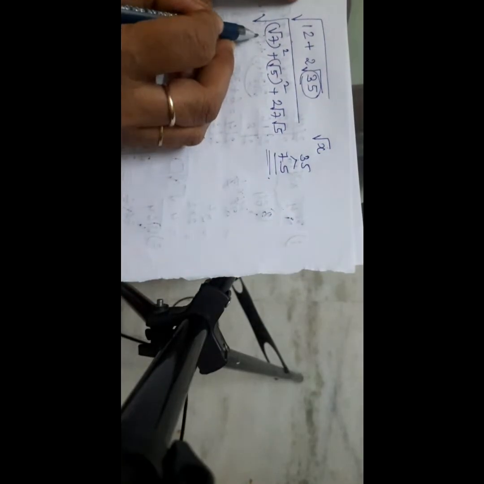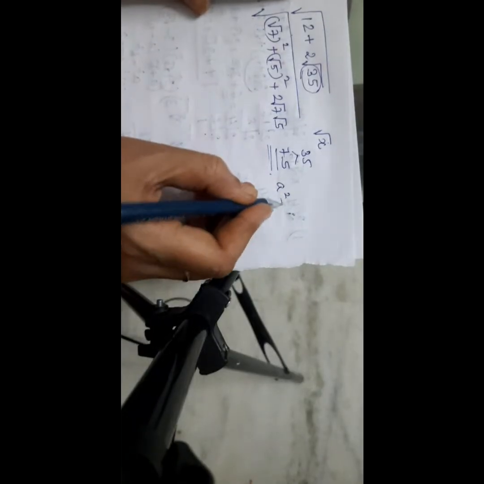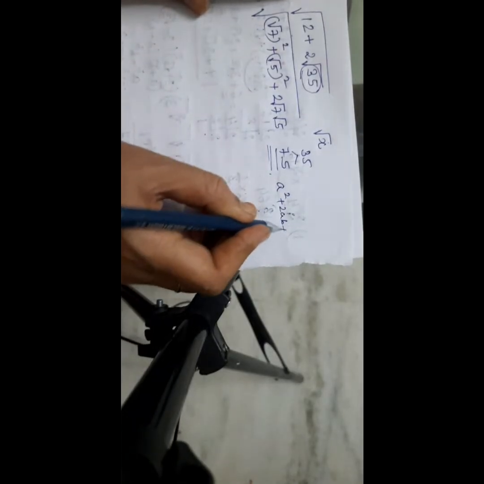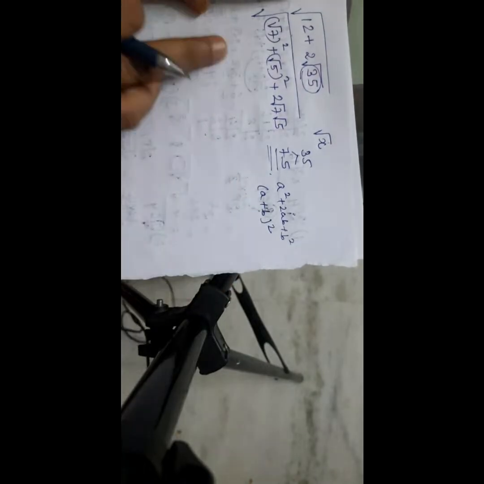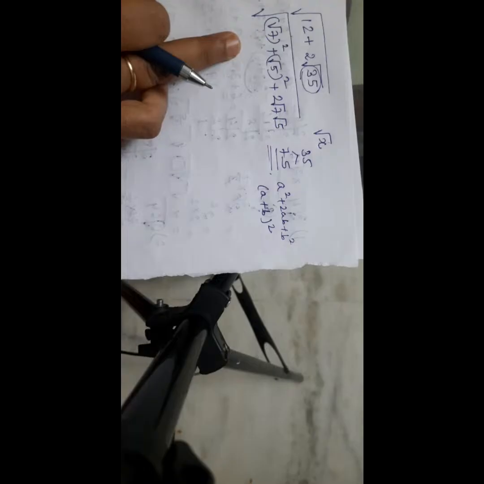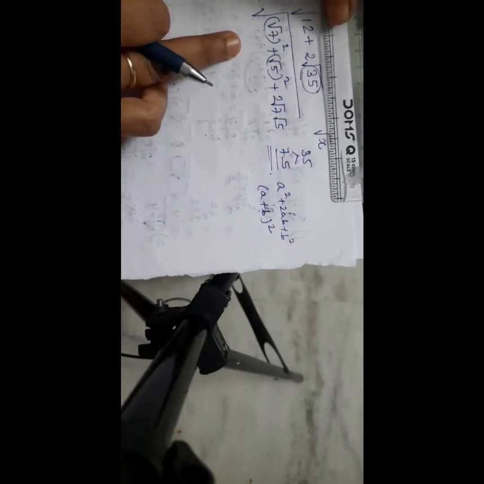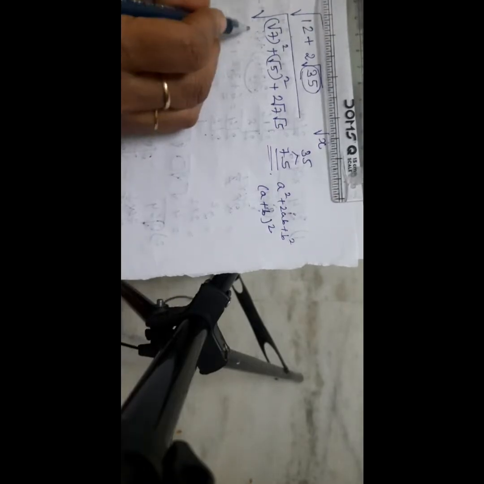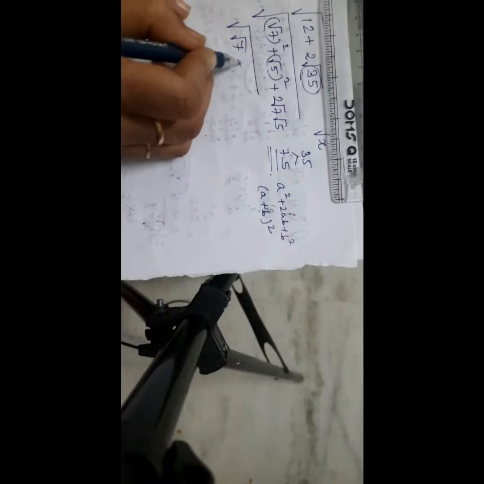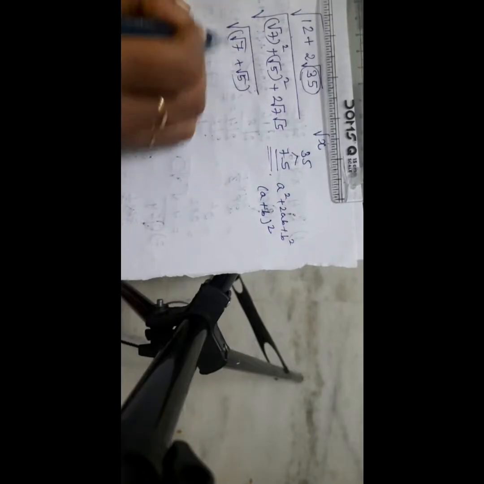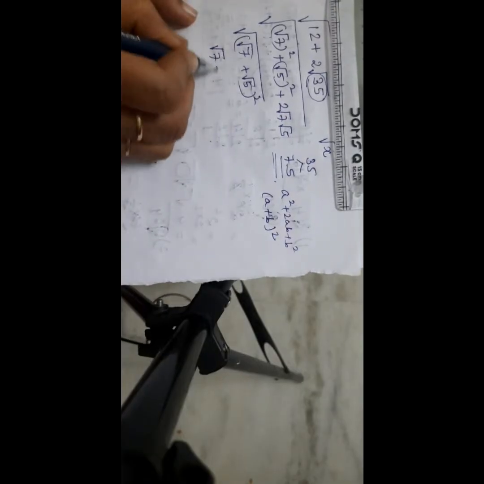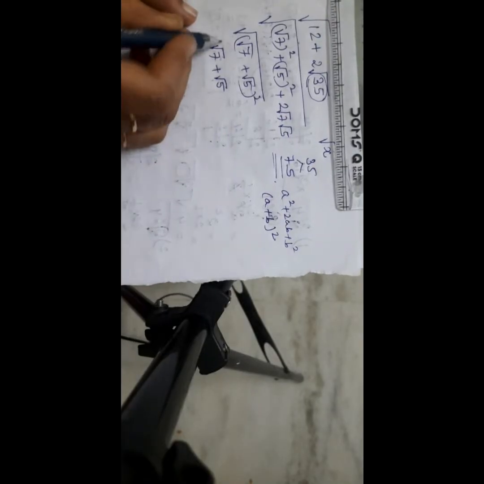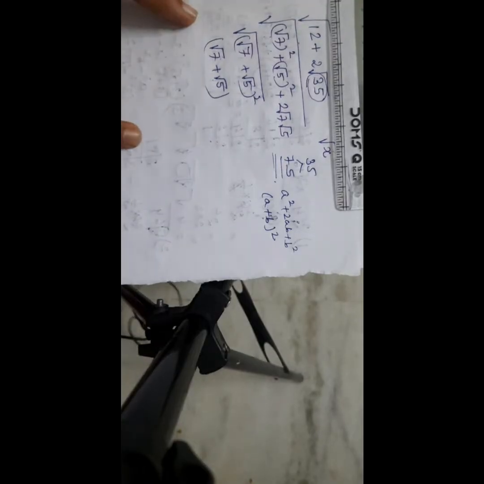Now this is similar to the identity A square plus 2AB plus B square, which we can write as A plus B whole square. So here we are going to replace this with A plus B whole square. Root 7 plus root 5 whole square. So the answer is root 7 plus root 5. This is the answer. Is it clear?